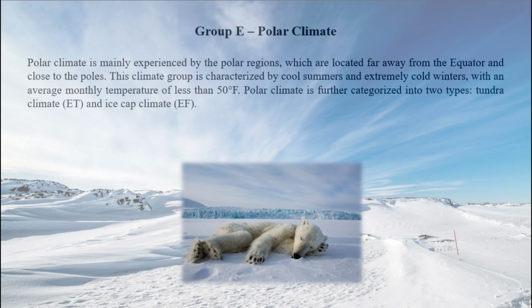Group E, Polar climate. Polar climate is mainly experienced by the polar regions, which are located far away from the equator and close to the poles. This climate group is characterized by cool summers and extremely cold winters, with an average monthly temperature of less than 50 degrees Fahrenheit. Polar climate is further categorized into two types, tundra climate, ET, and ice cap climate, EF.